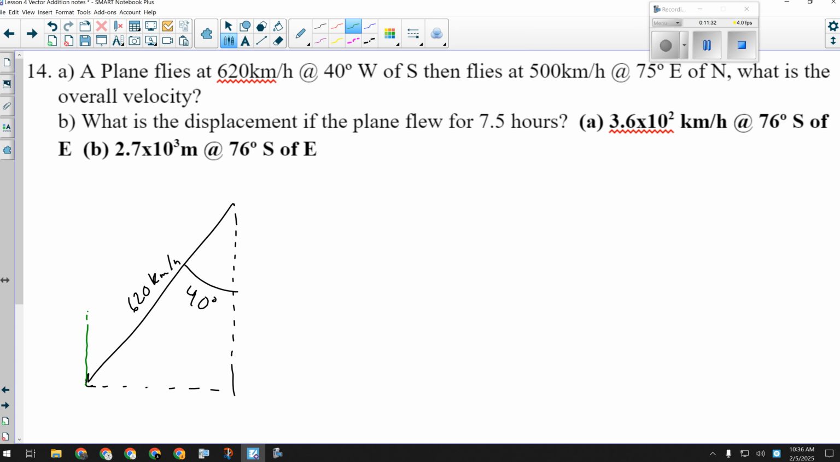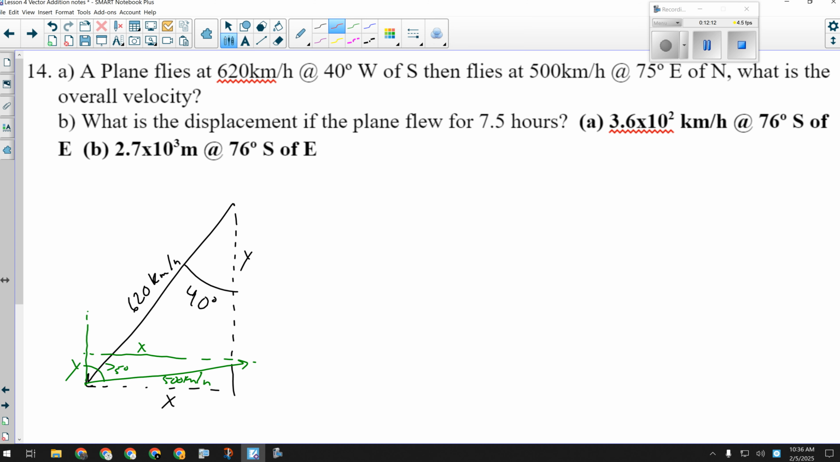Okay, 75 degrees is going to be like way this way, east of north. Yeah, probably something like that. Maybe a tad longer, but I'm going to leave it like that. Okay, so this is going to be the triangle for that one. This will be 500 kilometers per hour. Okay, and that angle there is 75 degrees, so X and Y, and then Y and X.